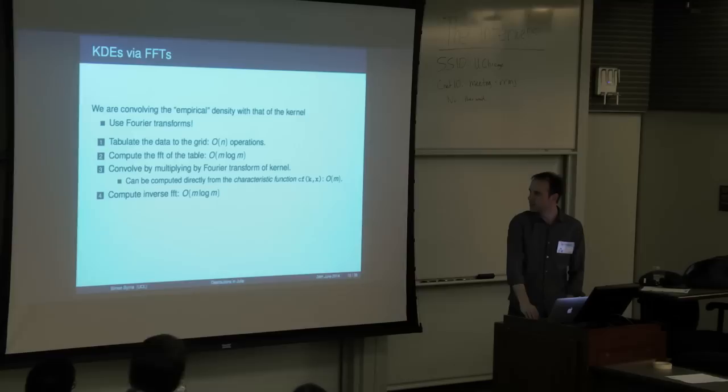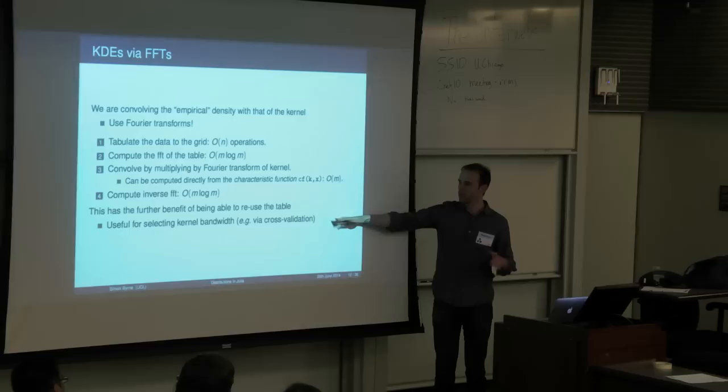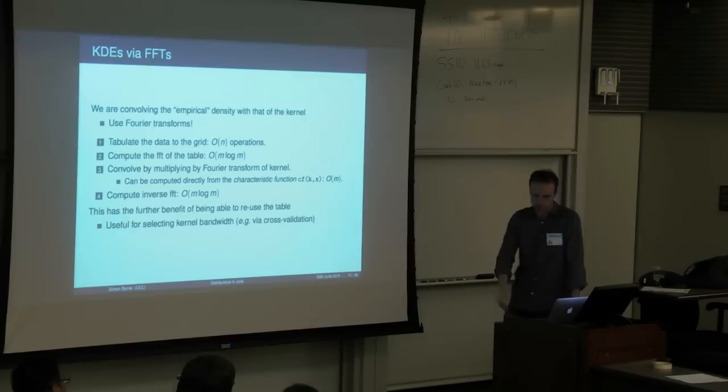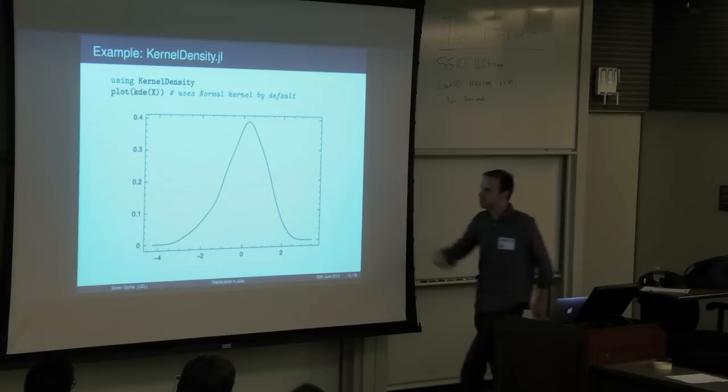And this has the extra benefit of being able to reuse this original table multiple times, because typically you don't just want to fit one KDE. You might want to vary the bandwidth to look for the optimal one, or do some sort of cross-validation. At the moment, some of that functionality is implemented in this package, KernelDensity. This is something I wrote relatively recently and is available in the metadata.